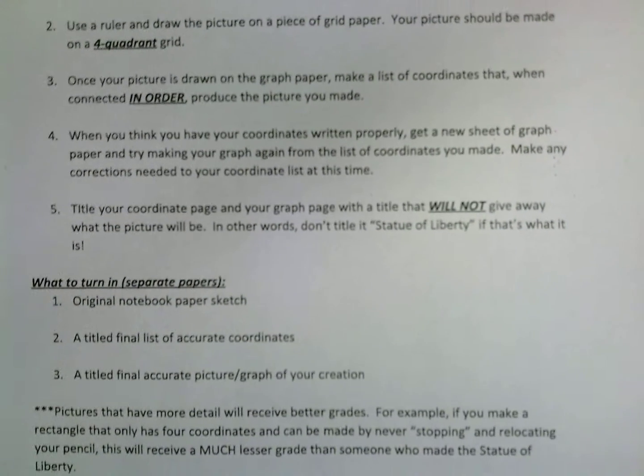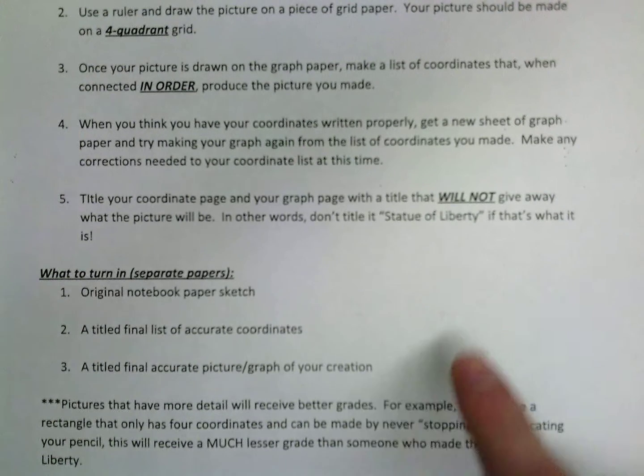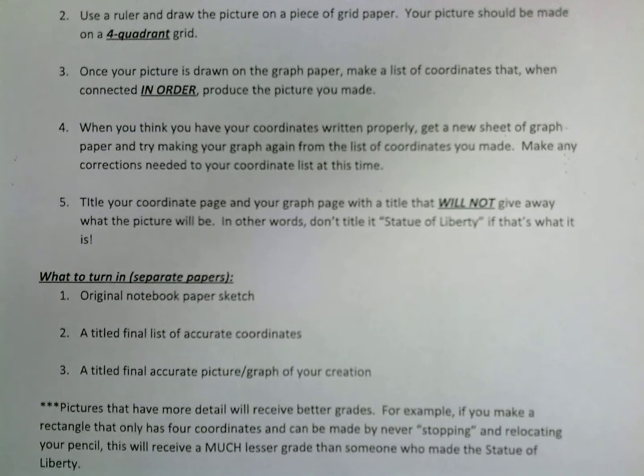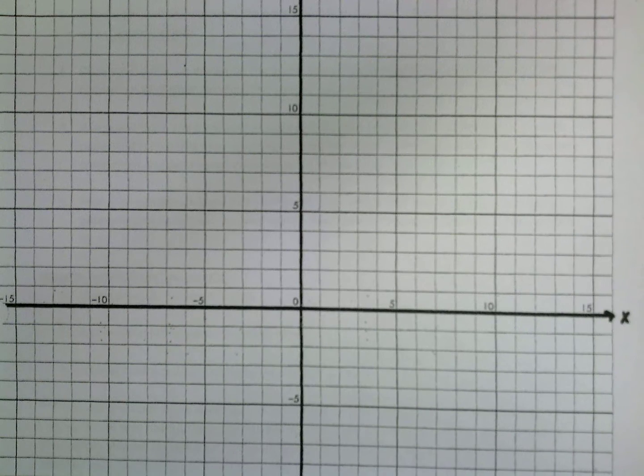What I'm going to collect from you is going to be the original notebook sketch. So whatever idea you just sketched out before you took it to the grid, I'm going to take a list of your final coordinates. So that means I'm going to take this page because the coordinates are on the back. And then I'm also going to take your final picture. So all your points plotted on there and then connected together.